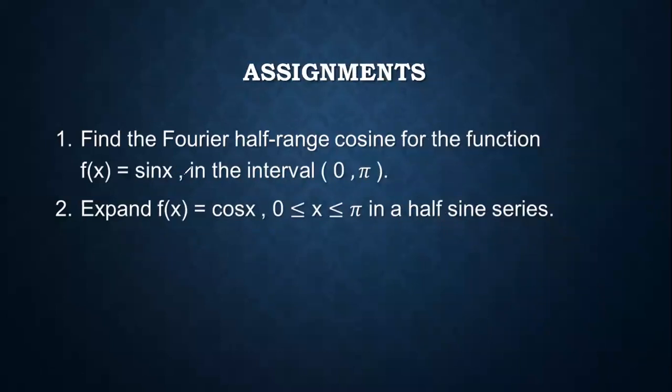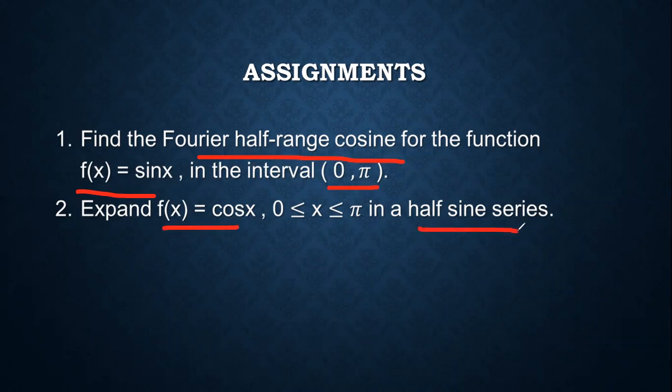The assignment question is, for the sin x function, find the Fourier half range cosine series in the interval 0 to pi. And also, for the cos x function, find the half range sine series. Right, if you don't get it, I can explain.